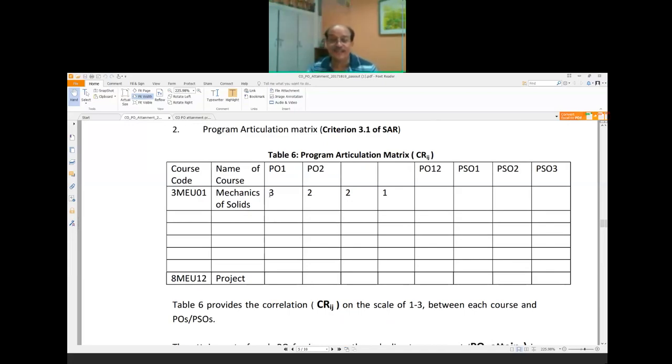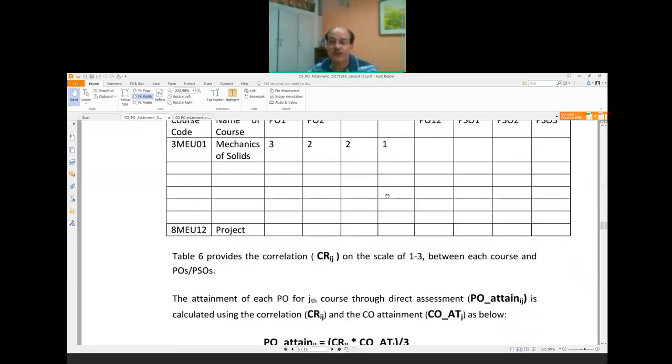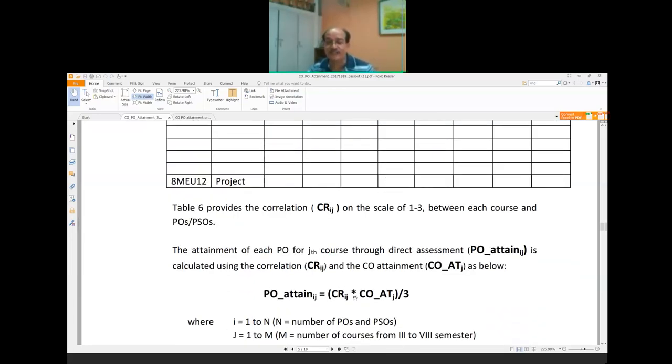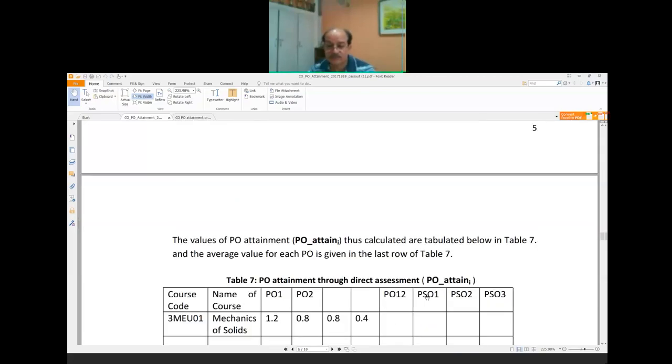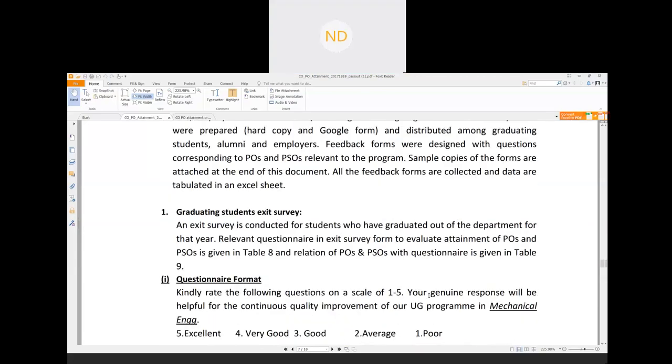Sir, for PO attainment there is a correlation, which we defined as the articulation matrix. The articulation matrix corresponds to one course. We have defined the correlation with the POs there. If highly correlated, I say 3. If average correlated, I say 2. And if a very minor correlation, it's 1. Now, based on this only, this correlation multiplied by the CO attained, divided by 3, is your attainment corresponding to that particular PO. Sir, what is this 3? 3 is just a factor which we have defined, because our values vary from 1 to 3. So that's what we are dividing by.